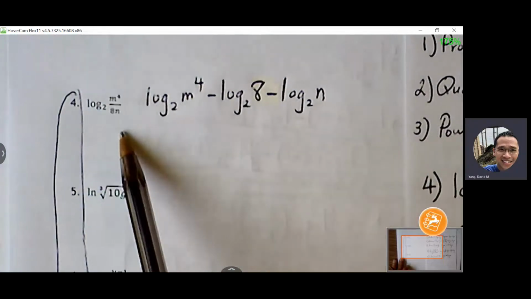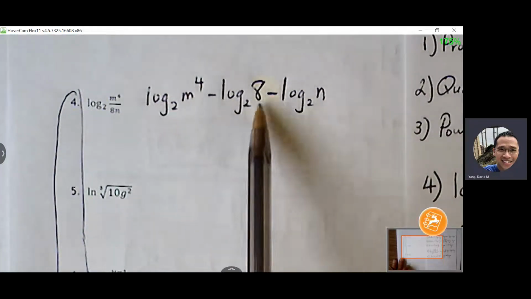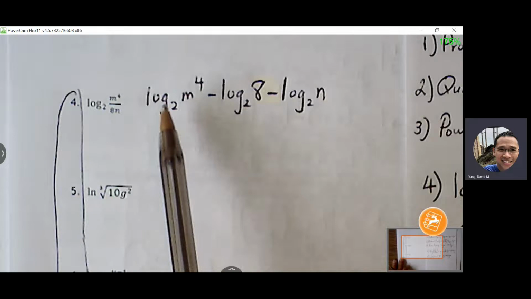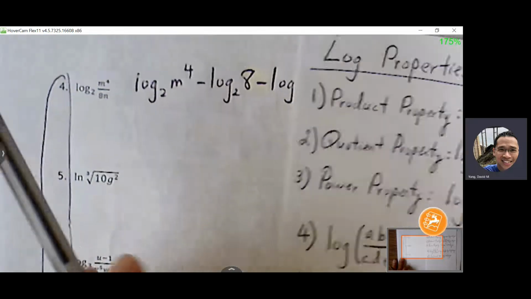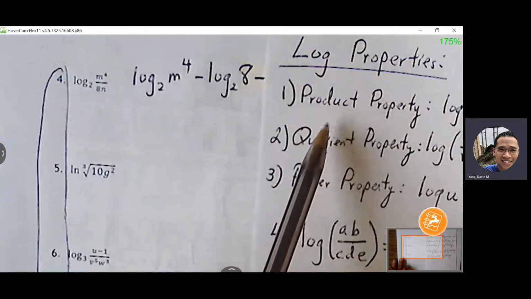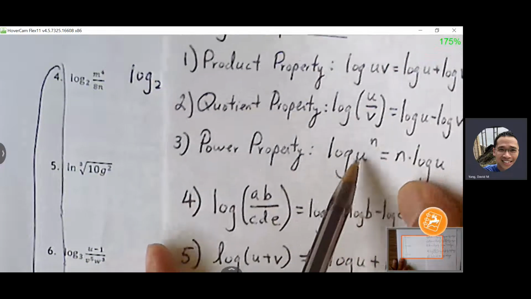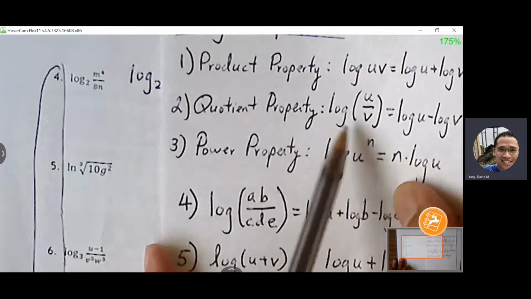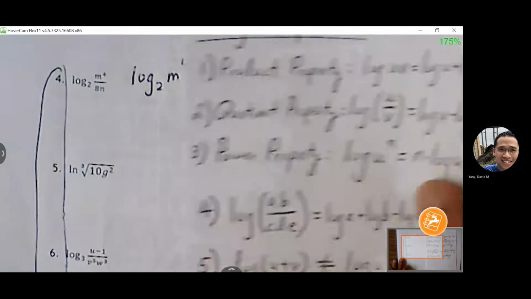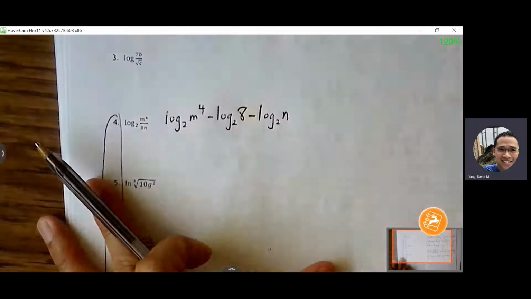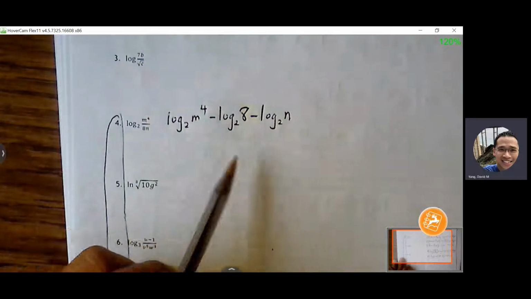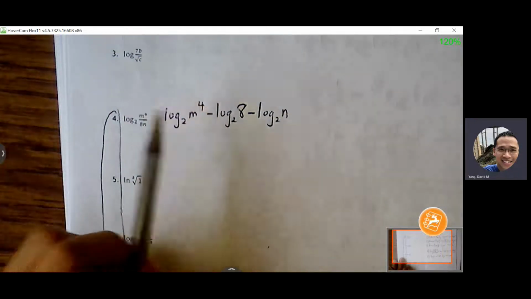So I have 3 terms to separate: the m to the 4th, the 8, and the n. And so typically when we're expanding, we always look to see if we can apply product and quotient property first. And then once they're all separated, we can take care of the power property. We can bring those exponents down in front. So the only exponent that we can bring down is that 4. So we'll bring that 4 down.